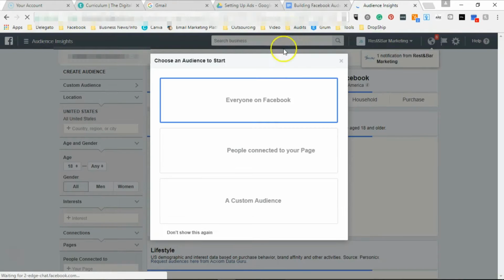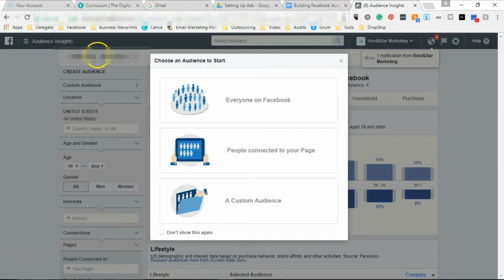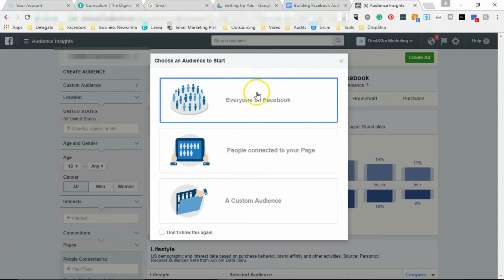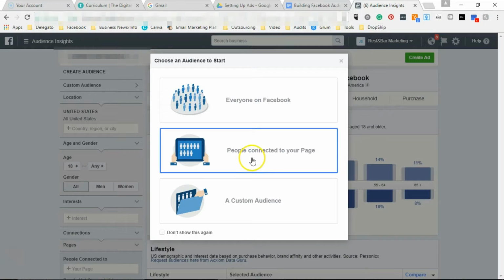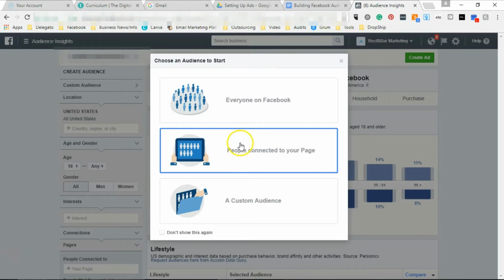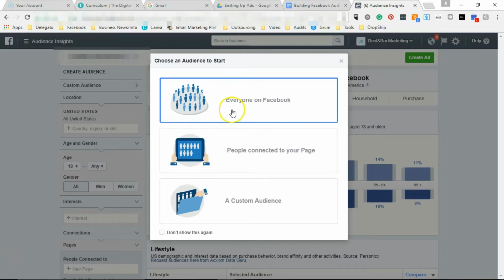So once we get into Facebook Audience Insights, when your account is selected, it's going to ask you basically three different options. If you have the Pixel installed, it'll ask you to do a custom audience. And if you don't have the Pixel installed, it'll just say everyone or people connected to your page. That's people who have liked your page. So I would only use this if you have a very large following, just because a couple hundred people isn't enough to give you an audience for a page. So that one I would make sure that the audience is larger.